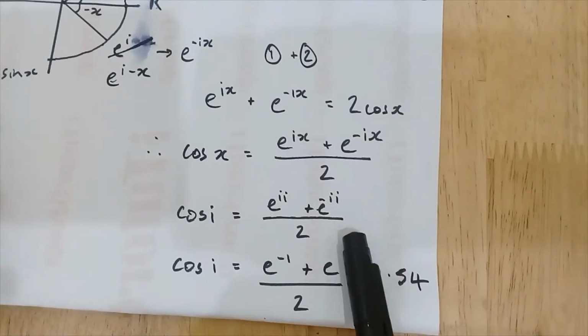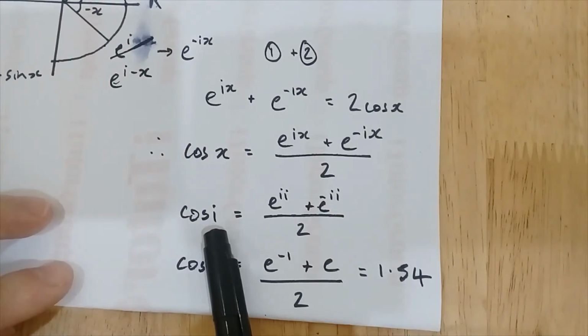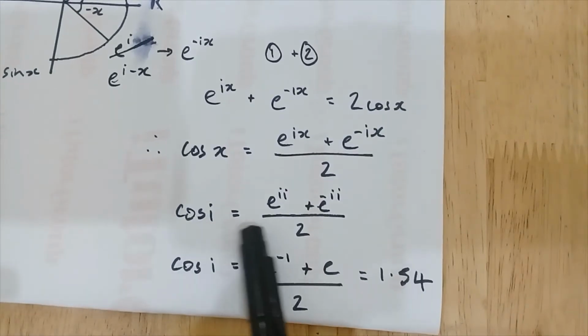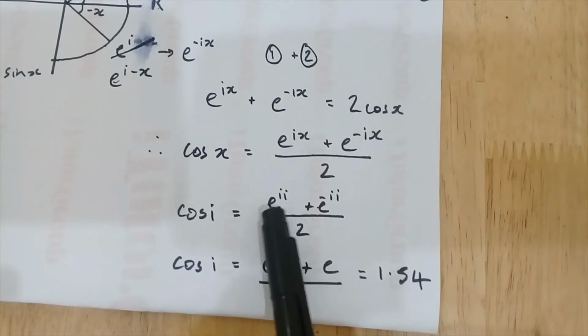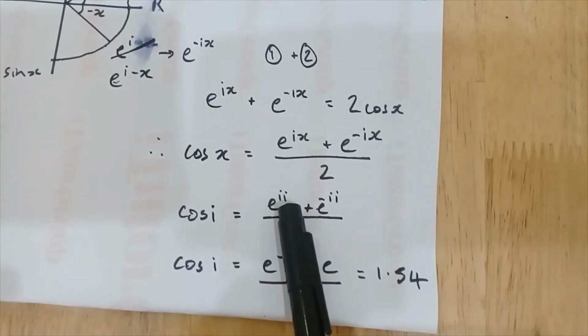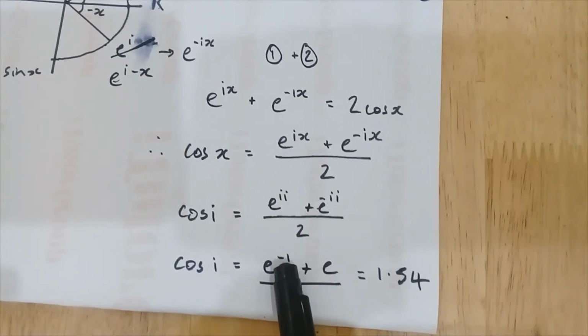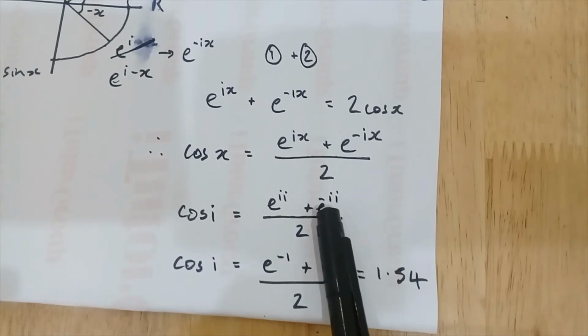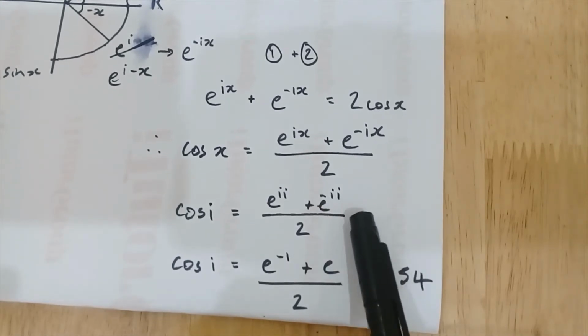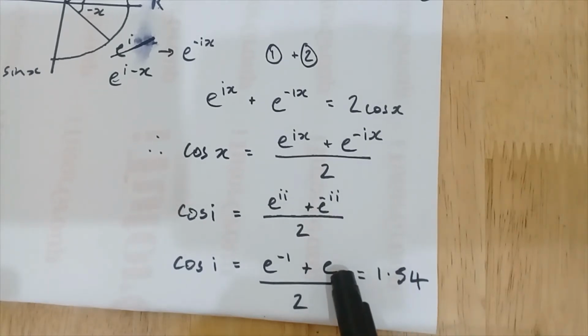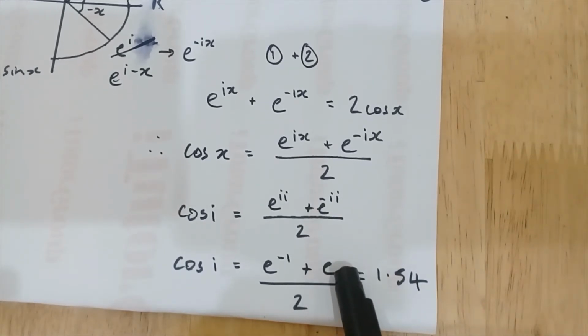Now this is the interesting part. If I replace x with i, the imaginary number, so everywhere I see an x up here, I replace it with i, I get e to the i squared, and i squared is -1. I get e to the minus i times i, or minus i squared, which will give me minus -1, which will give me e to the power 1, or just e.